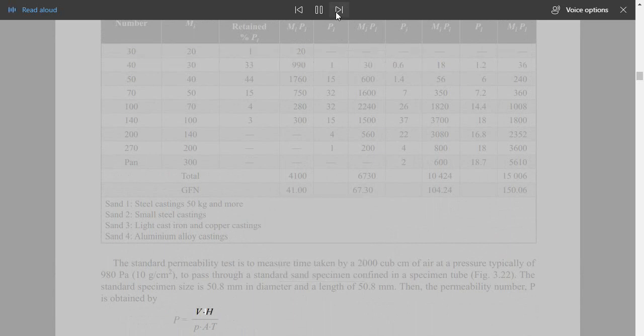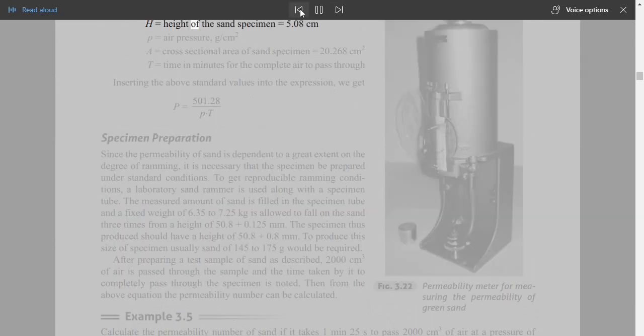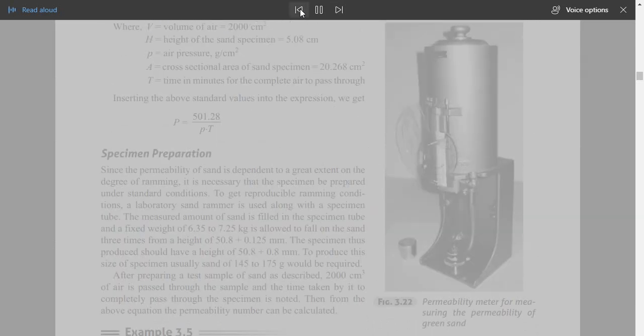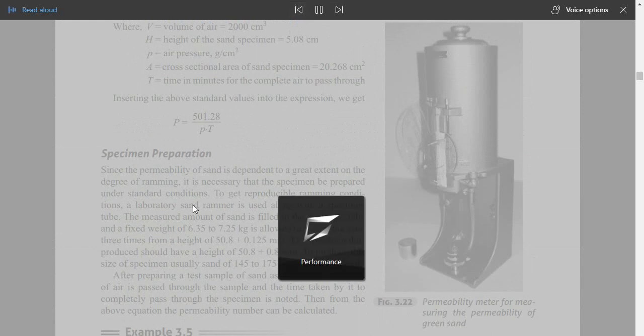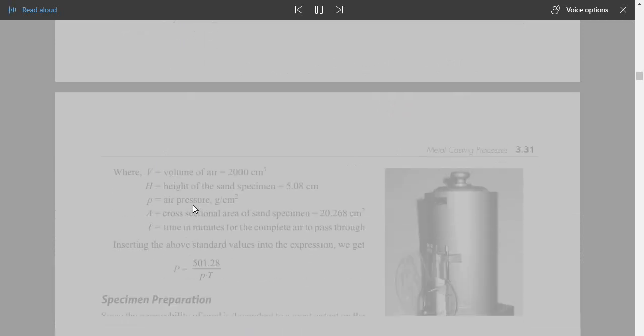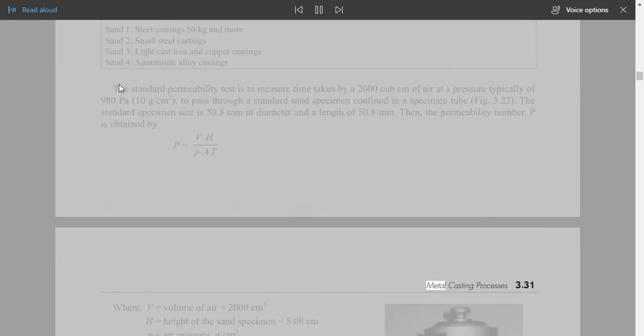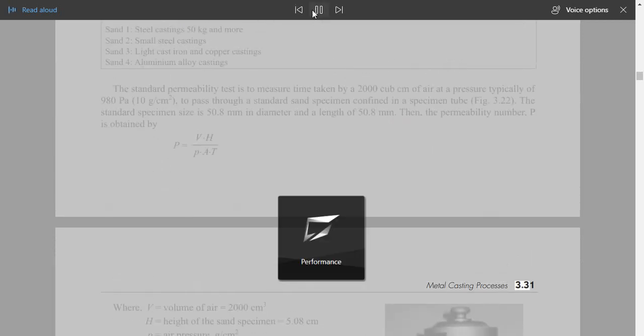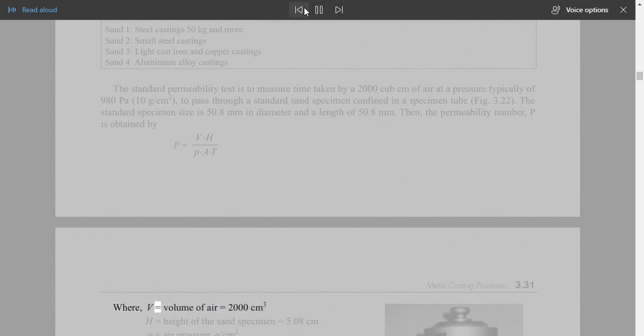P equals VH, where H equals height of the sand, and V equals volume of air. Metal casting process 3.31.